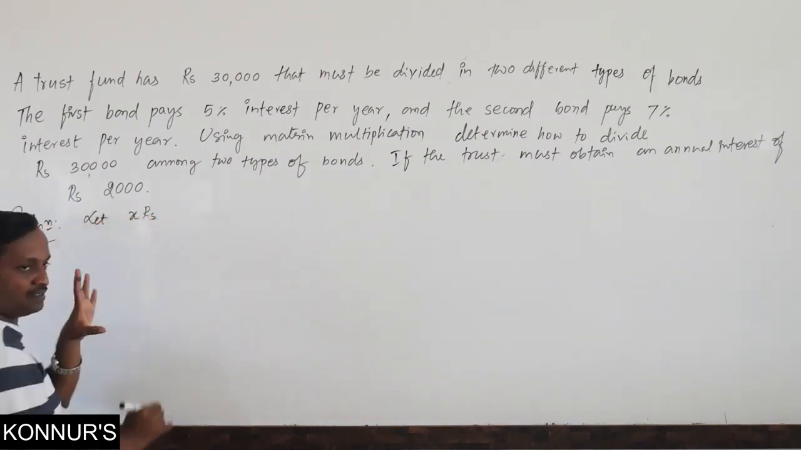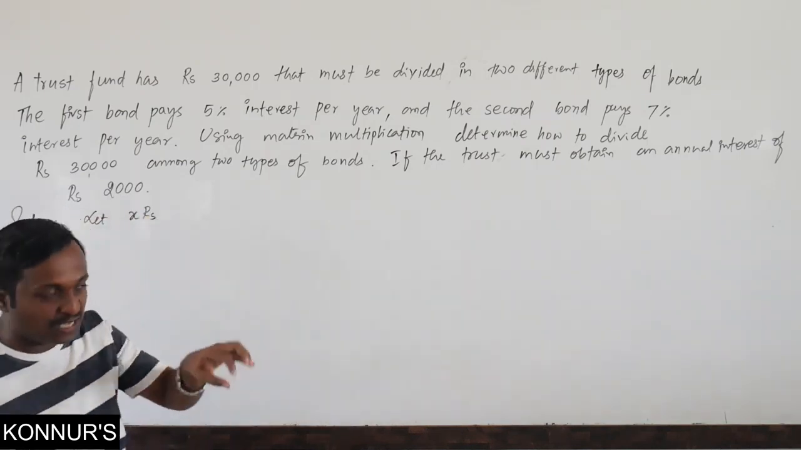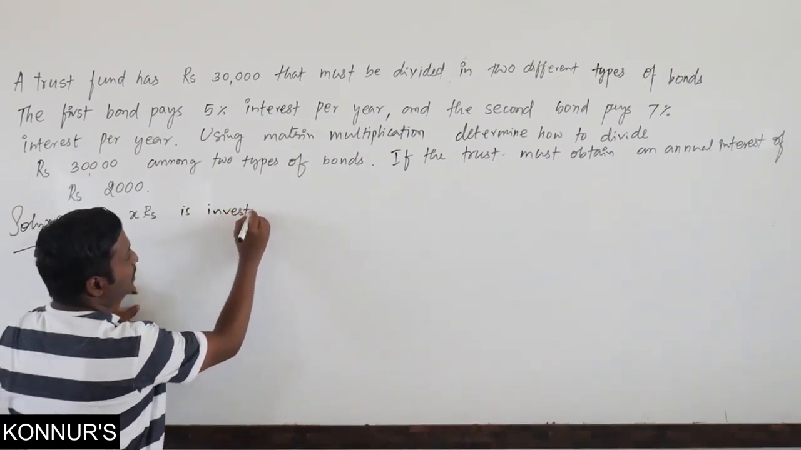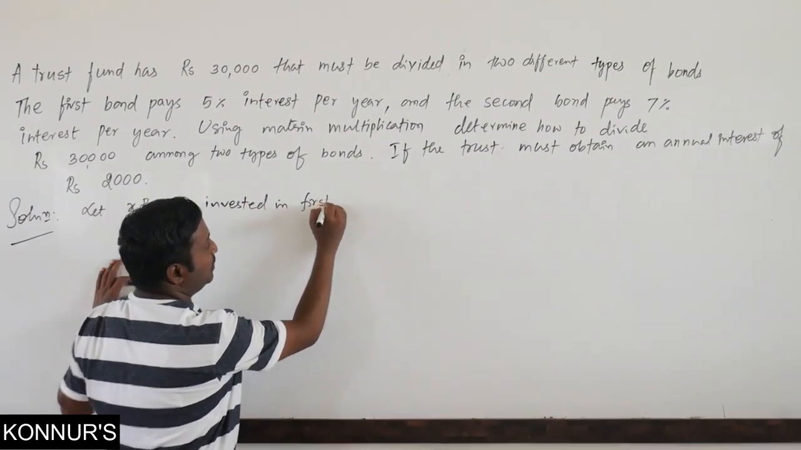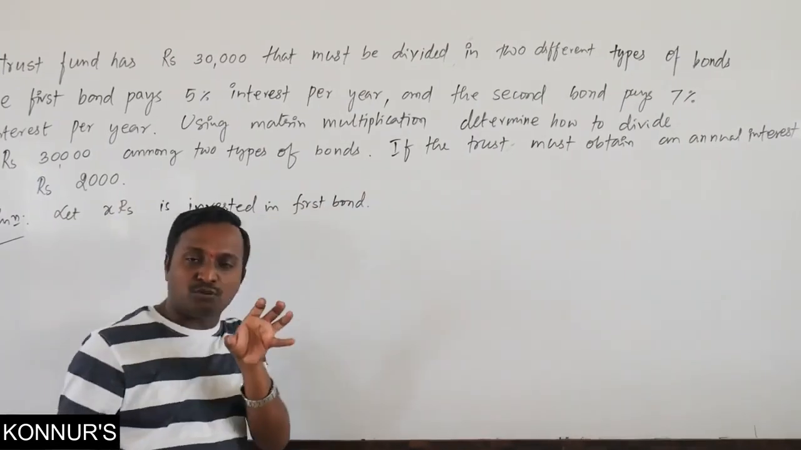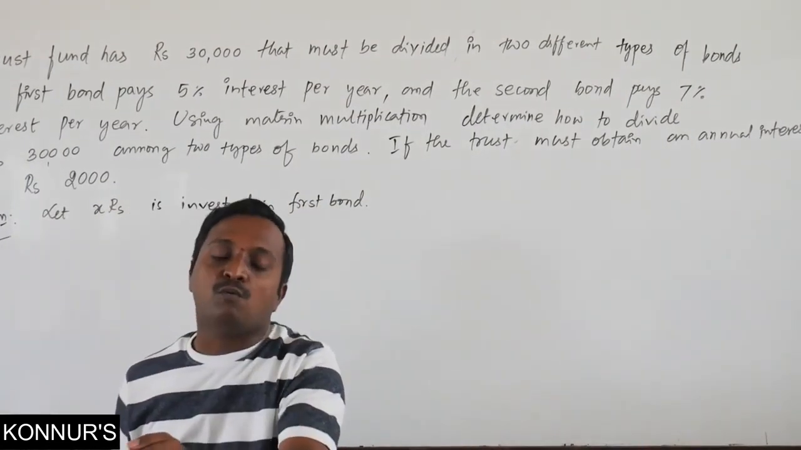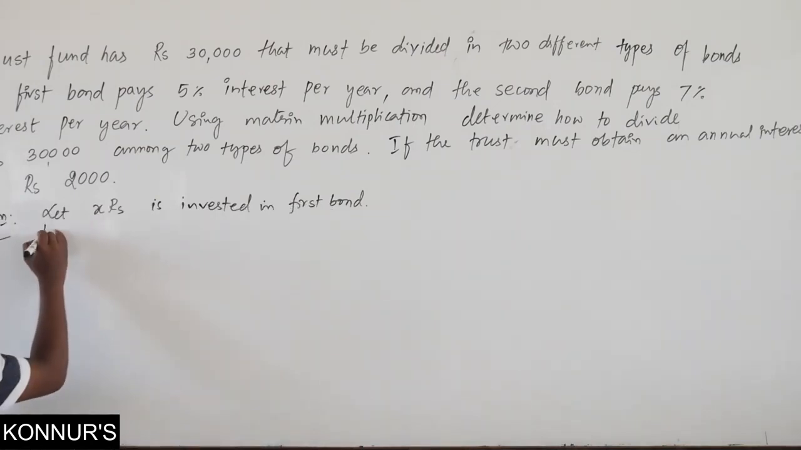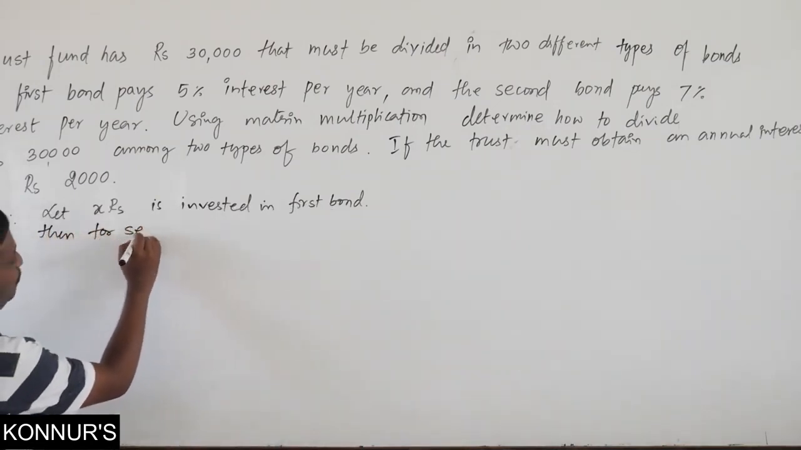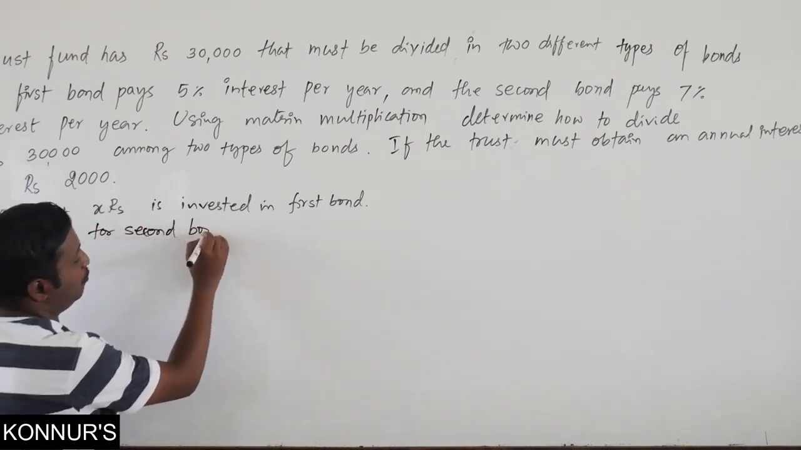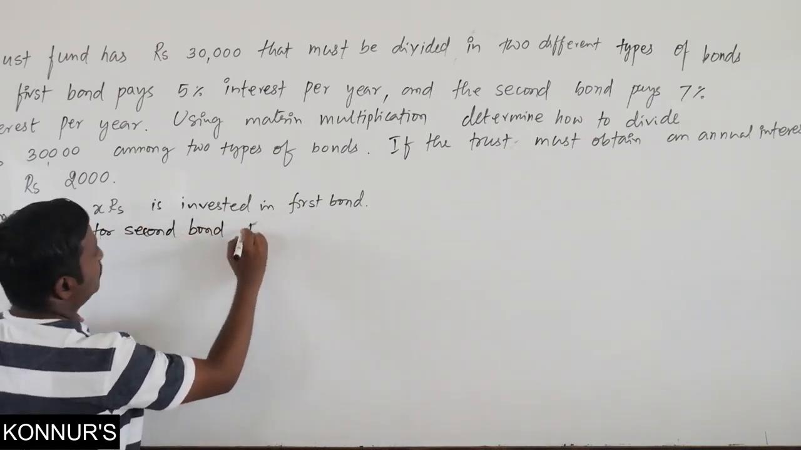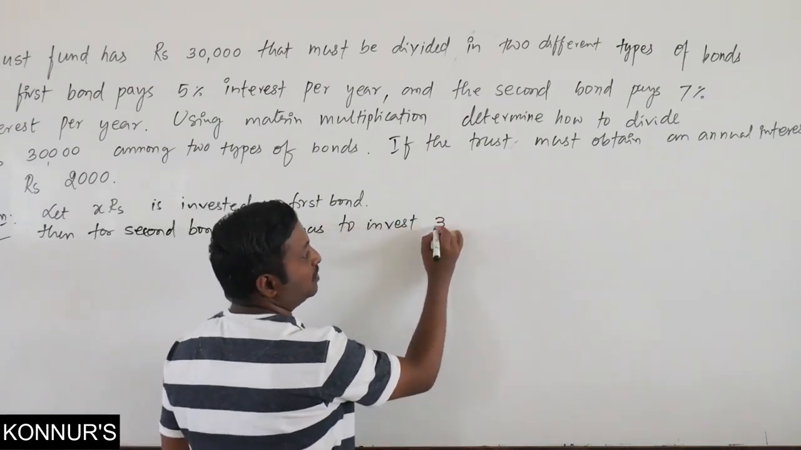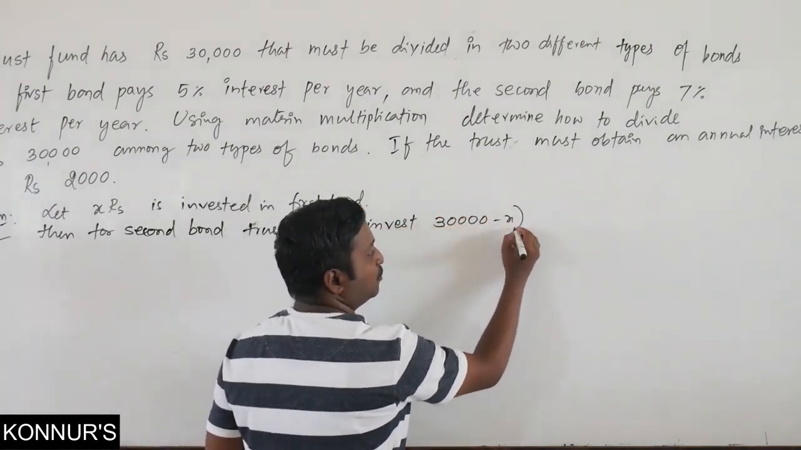Let us assume x rupees out of 30,000 rupees is invested in the first bond. If I invest x rupees in the first bond, what about the second bond? The remaining amount I have to keep in the second bond. So for the second bond, the trust has to invest 30,000 minus x rupees, isn't it?